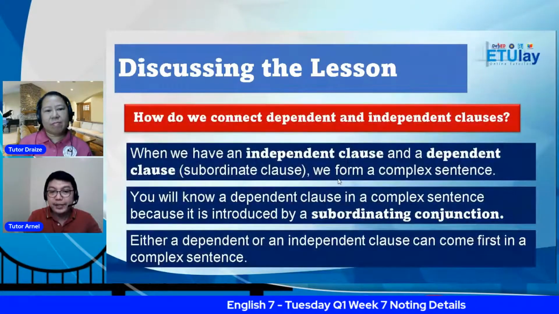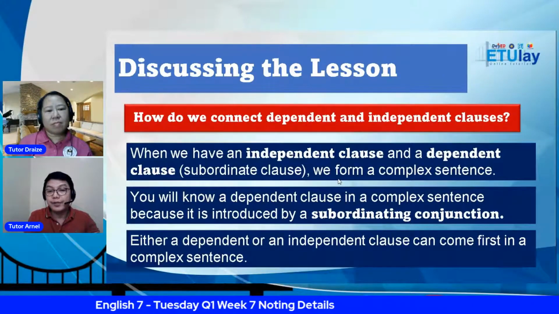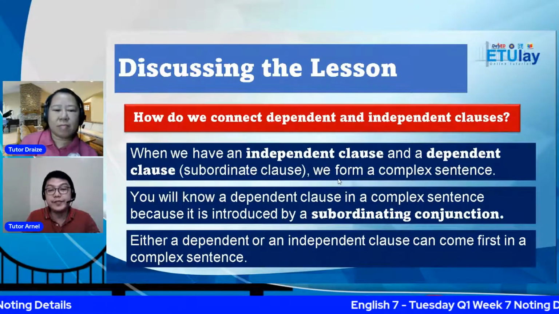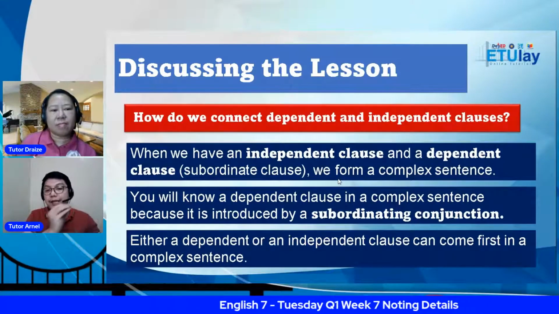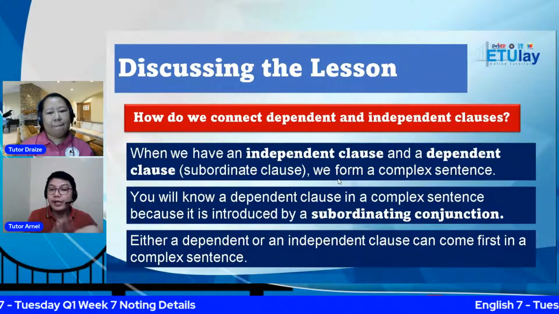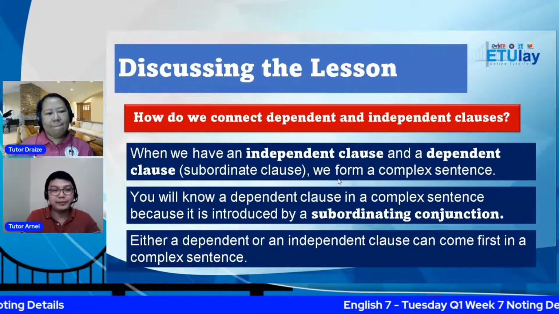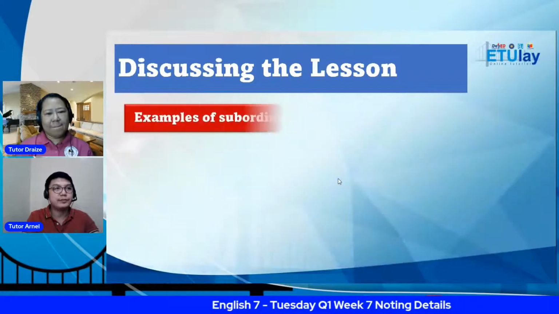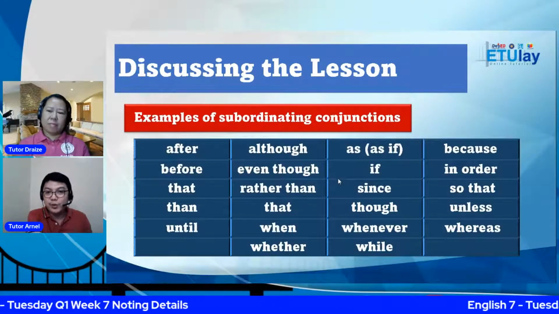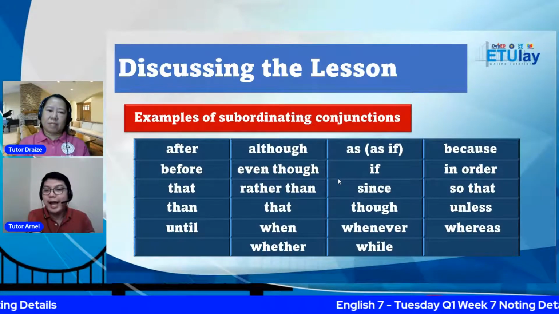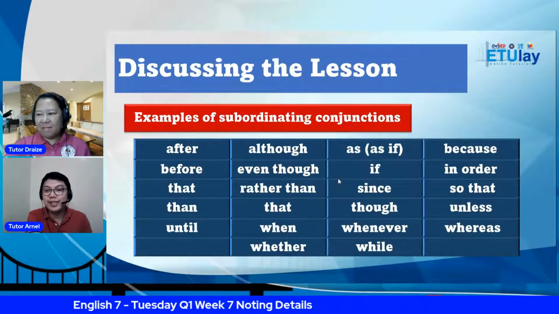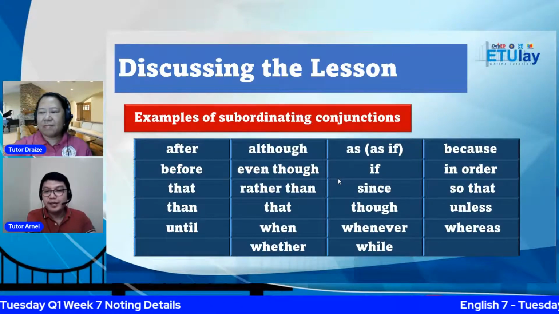All right. So either a dependent or an independent clause can come first in a complex sentence. So we can have the independent clause first, or we can have the dependent clause first. Any of the two can come first. So here are the examples of the subordinating conjunctions that we are using in English. I guess I don't have to read it all because there's a lot. So kindly look at it on your screen. These are the subordinating conjunctions that we are using.